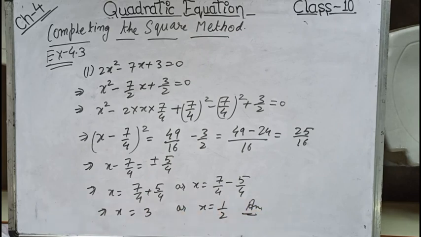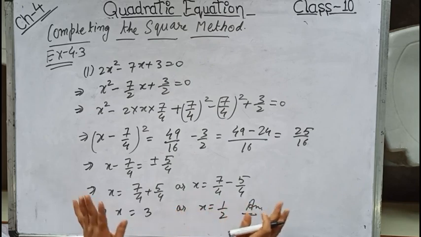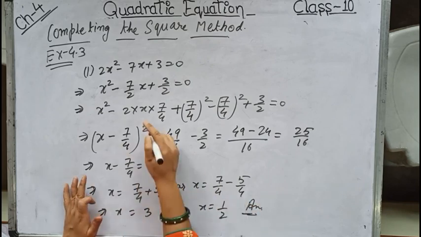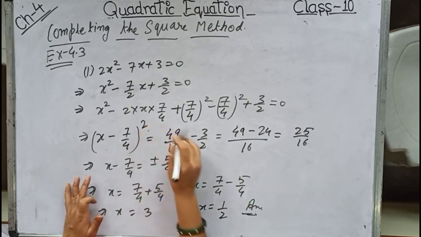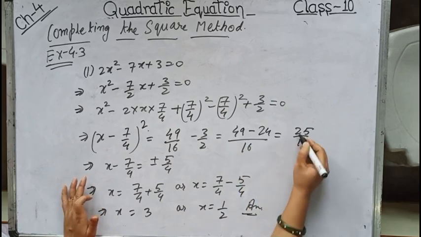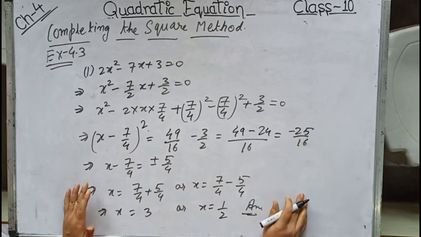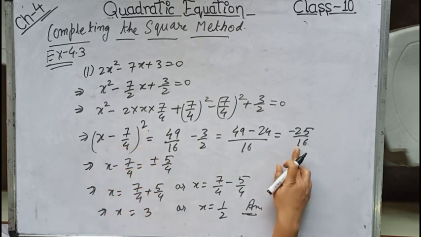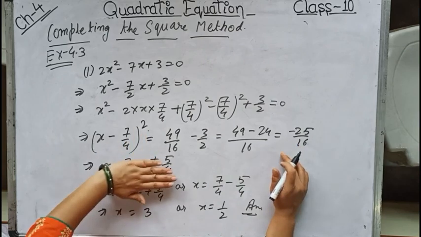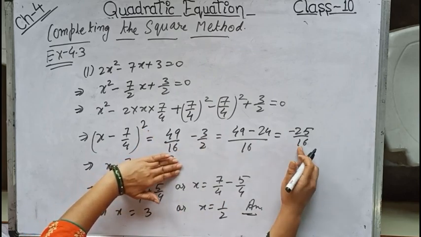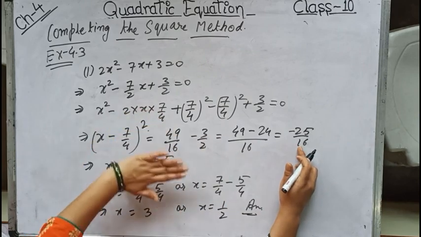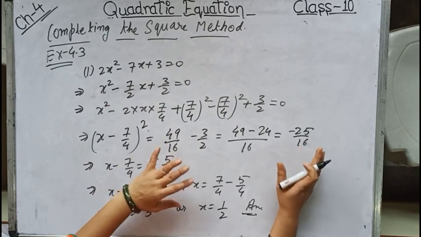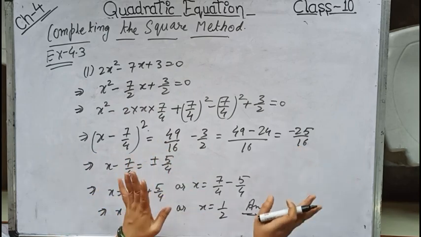Now children, the question is saying again if they exist. Suppose over here in the whole square term, in place of 25/16 we get minus 25/16. Now the square of any term cannot be negative. So here we will be writing that since the square of any term cannot be negative, therefore the given equation has no solution. There we will stop.